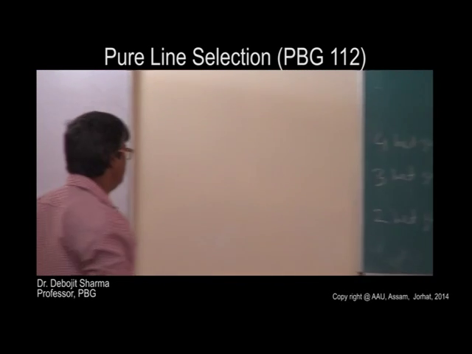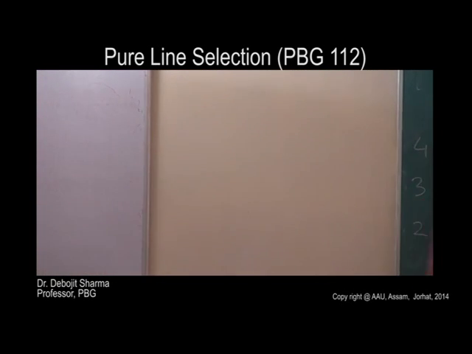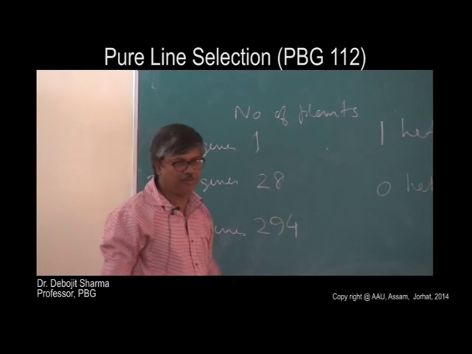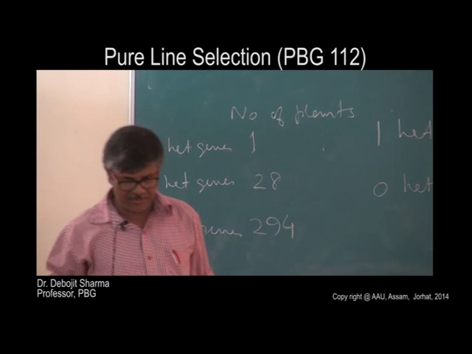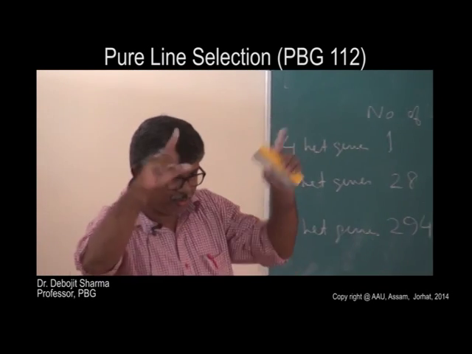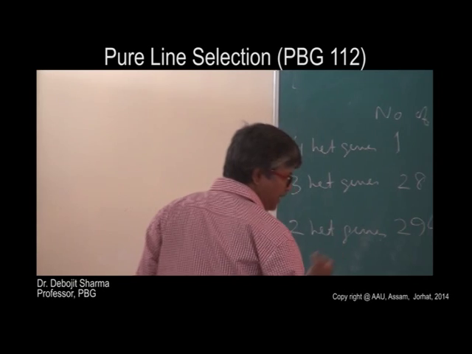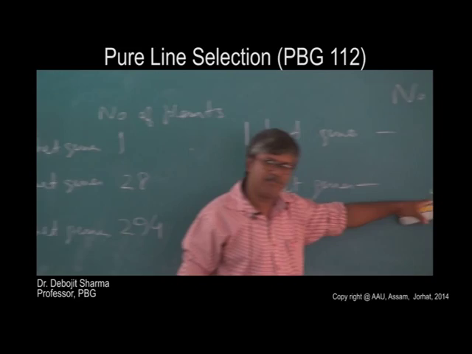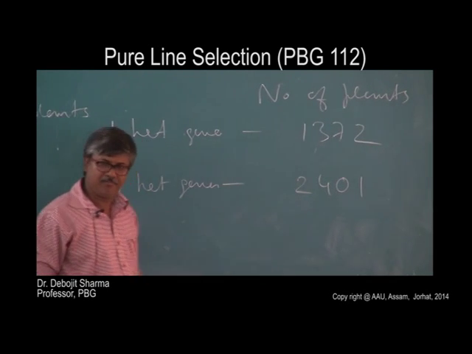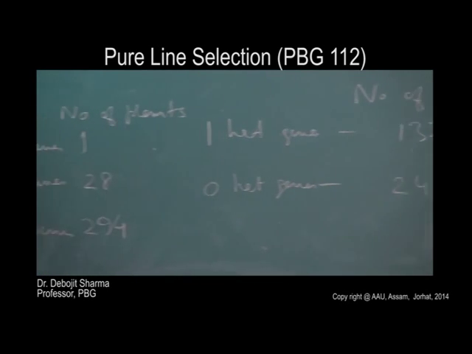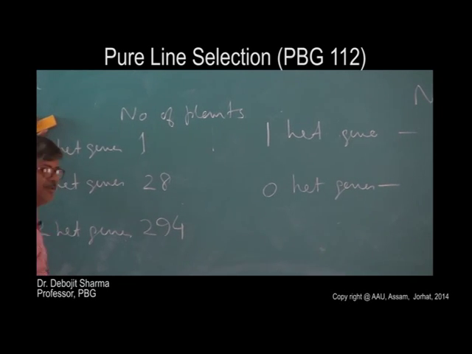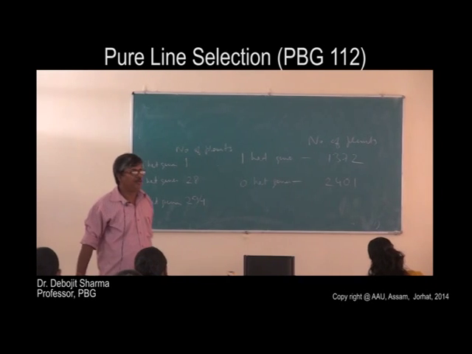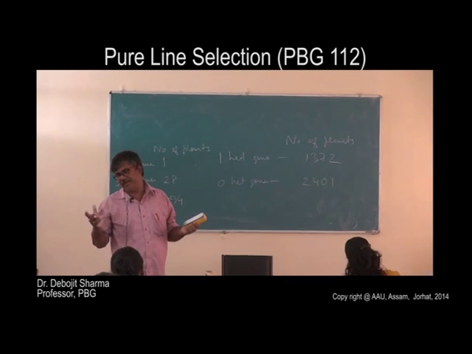Frequency of completely homozygous individuals. You can also work this out using the formula that I have already given at the top: 2 to the power m minus 1 divided by 2 to the power m, whole to the power n. You put m equal to 3 and n equal to 4, and you will get this. This is what happens when we hybridize between two diverse parents having differences in gene numbers.